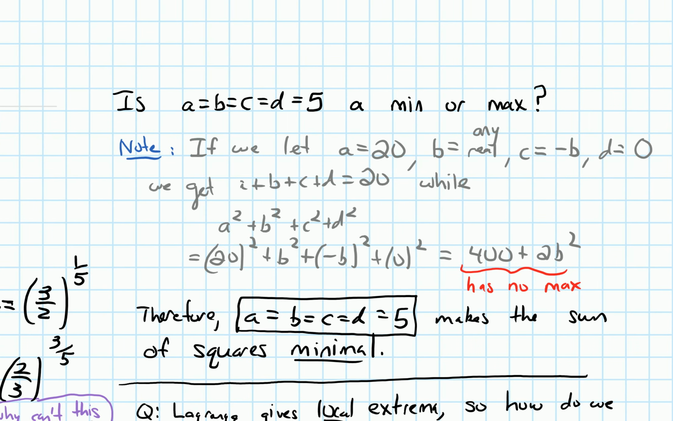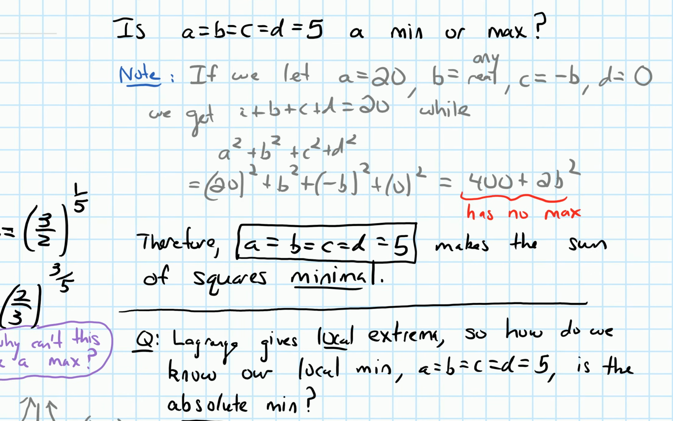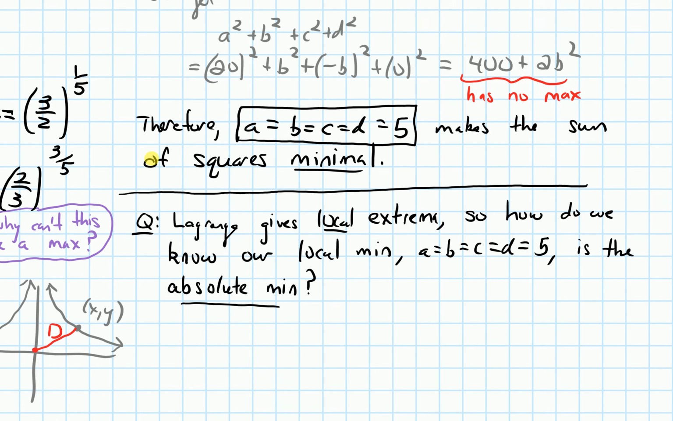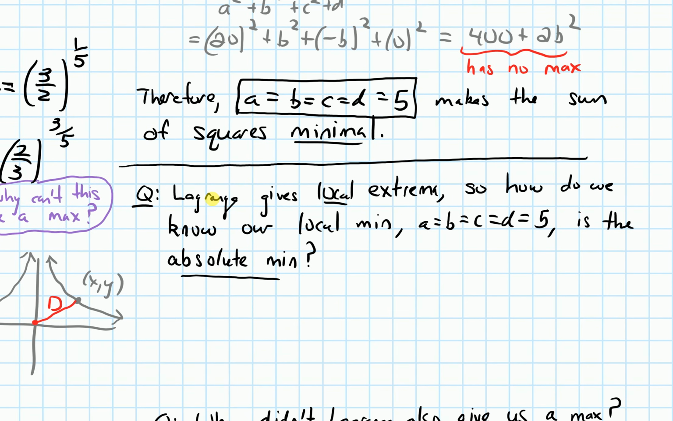Okay. All right, so there are 2 important questions that I want to reflect on now. The first is, we've mentioned that with Lagrange, it gives us local extrema. But when we do these constrained optimization questions, we're trying to find absolute maxes and absolute mins. So how do we know that our local min, when all the 4 numbers equal 0, is actually the absolute min, like we're after? We're trying to find the absolute min.